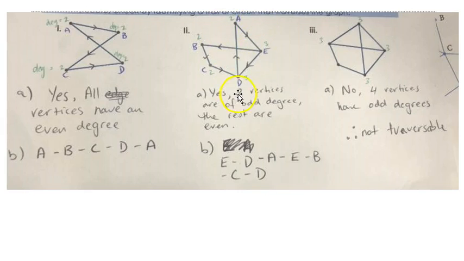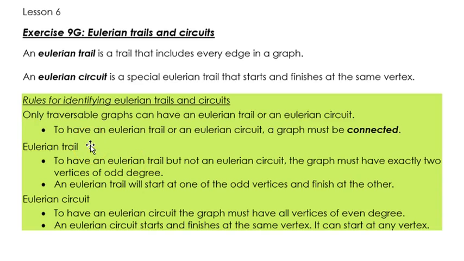If we have a look at this one here, we've got two vertices that are of odd degree, and the rest are even. And if we have a look here, we start at one of the odds and we finish at the other odd. Now, when we do that, yes, we revisit some of these vertices, but each edge is only visited once. Because we don't end up at the same location, that's why we're calling this one an Euler trail, because it doesn't end up where it started from, but we're still able to visit every edge. So what are our rules?